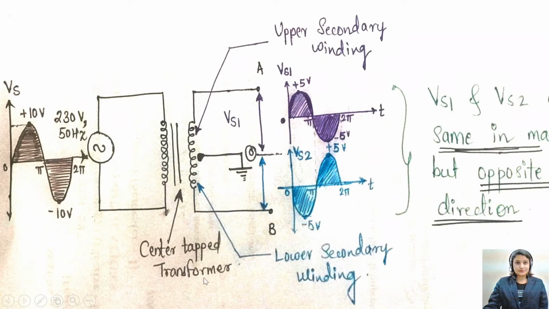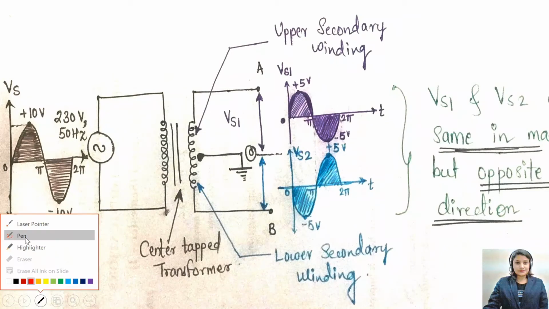Center tap transformer is a transformer whose secondary winding is divided into two parts. How is it divided into two parts? Simply, we have taken a middle point of this total secondary winding. We have taken the middle point and connected it to the ground potential. That means connected it to the 0 volts. And this is how the total secondary winding will be divided into two parts.